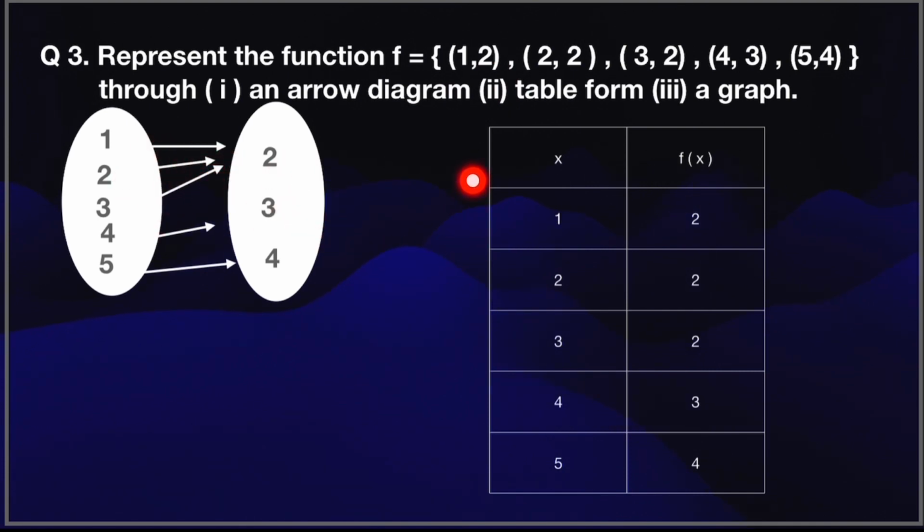Similarly, you can write it in tabular form. You can do it in a vertical way, or horizontal also, it doesn't matter. So first is x and then f(x). Write down the values of x: 1, 2, 3, 4, 5. Write down the values of f(x). They have given 2, 2, 2 and then 3 and 4. So this is the tabular form to write the function.